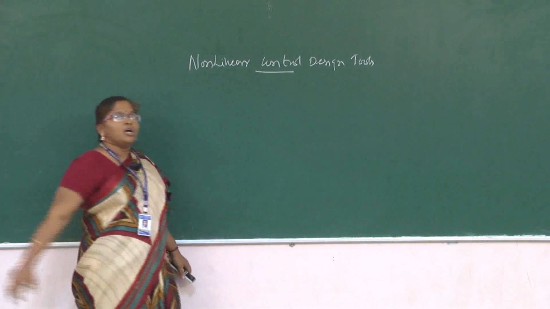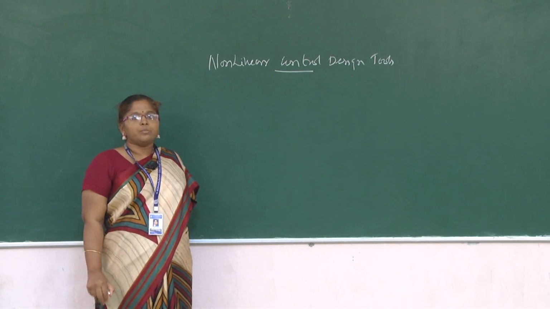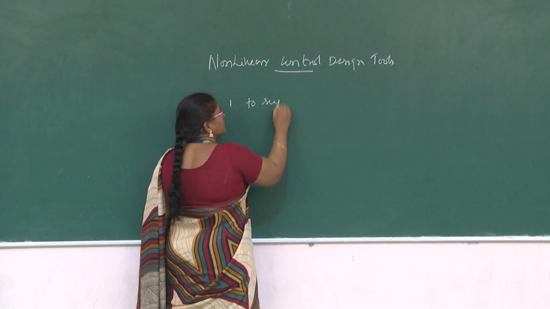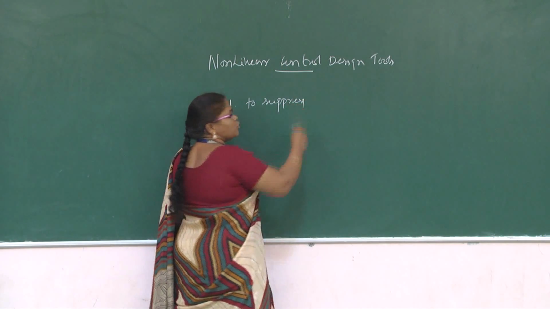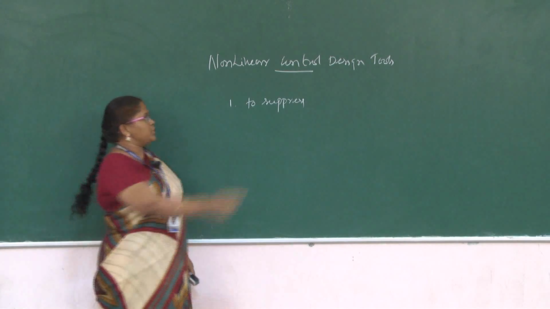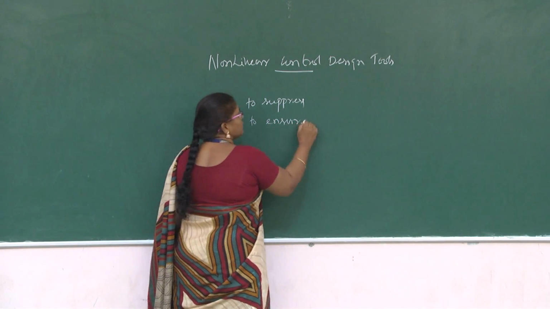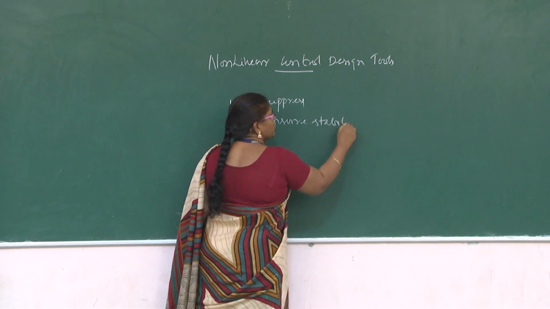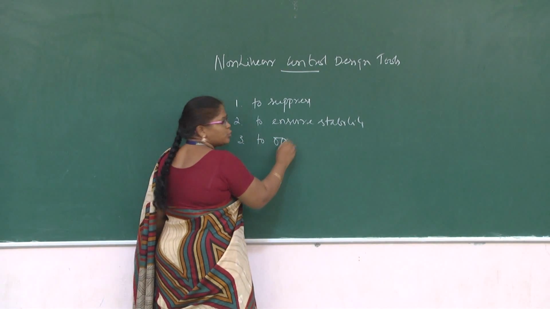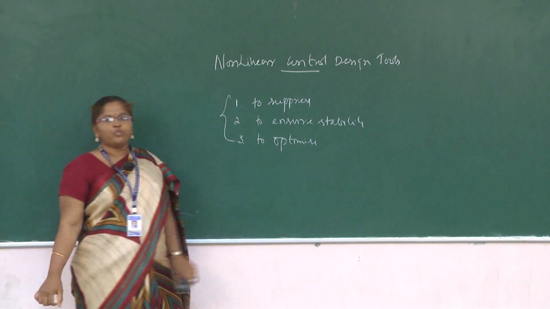So here first we should know why we are going for a control system. Generally for any control system there are three needs. First need is to suppress the influence of any external disturbances, and then second one is to ensure the stability of any system, and then third one is to optimize the performance of any system. So for these three reasons we are going for control system.